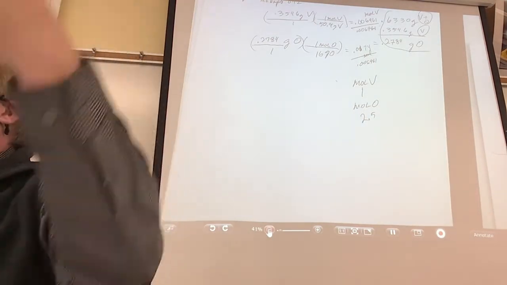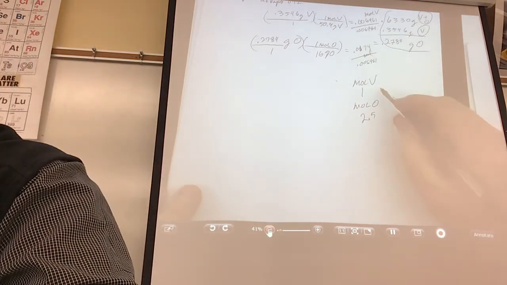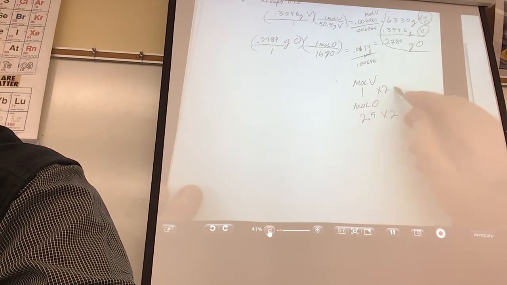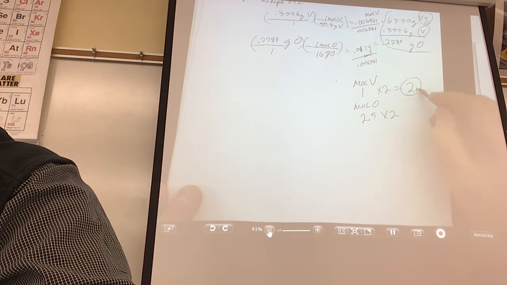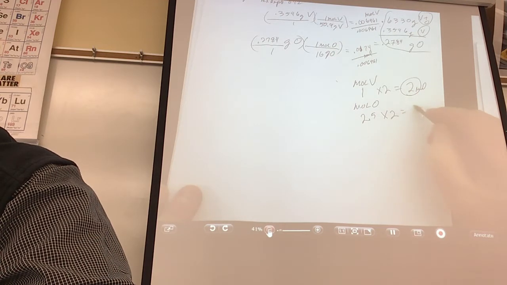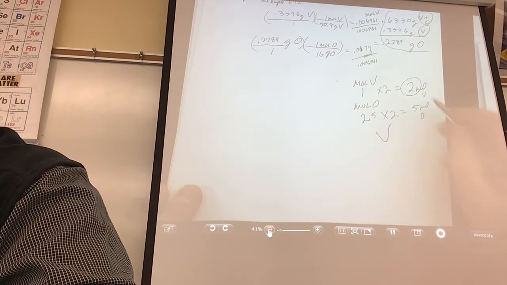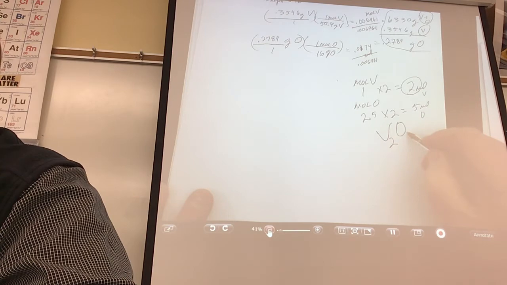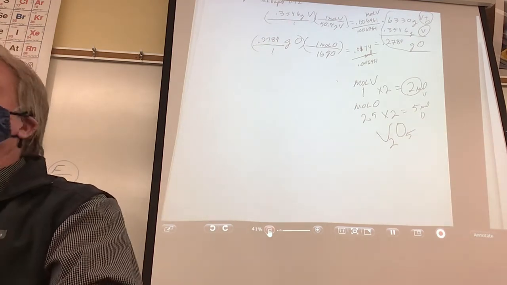Now, the empirical is the lowest whole number ratio. So what do I have to do to this number to make it a whole number? But if you multiply him by 2, you have to multiply this times 2. Final answer. For every 2 moles of vanadium, you better have what? 5 moles of oxygen. Final answer. Ready? V2O5. Wow, that's pretty neat how that works.